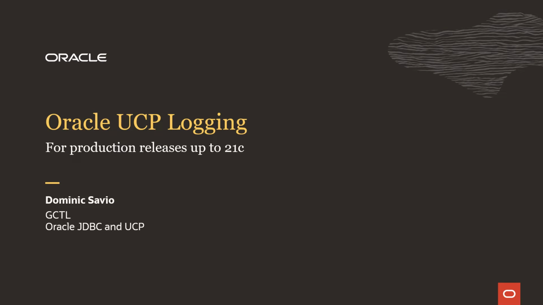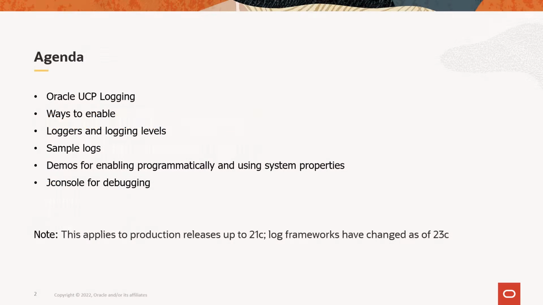I work with Oracle JDBC related products here at Oracle. The following video provides an overview of the Oracle UCP logging, different ways to enable it and how it works. We'll also discuss UCP loggers and logging levels followed by a quick demo. In addition, we'll also see how to use Jconsole to fetch UCP configuration at runtime.